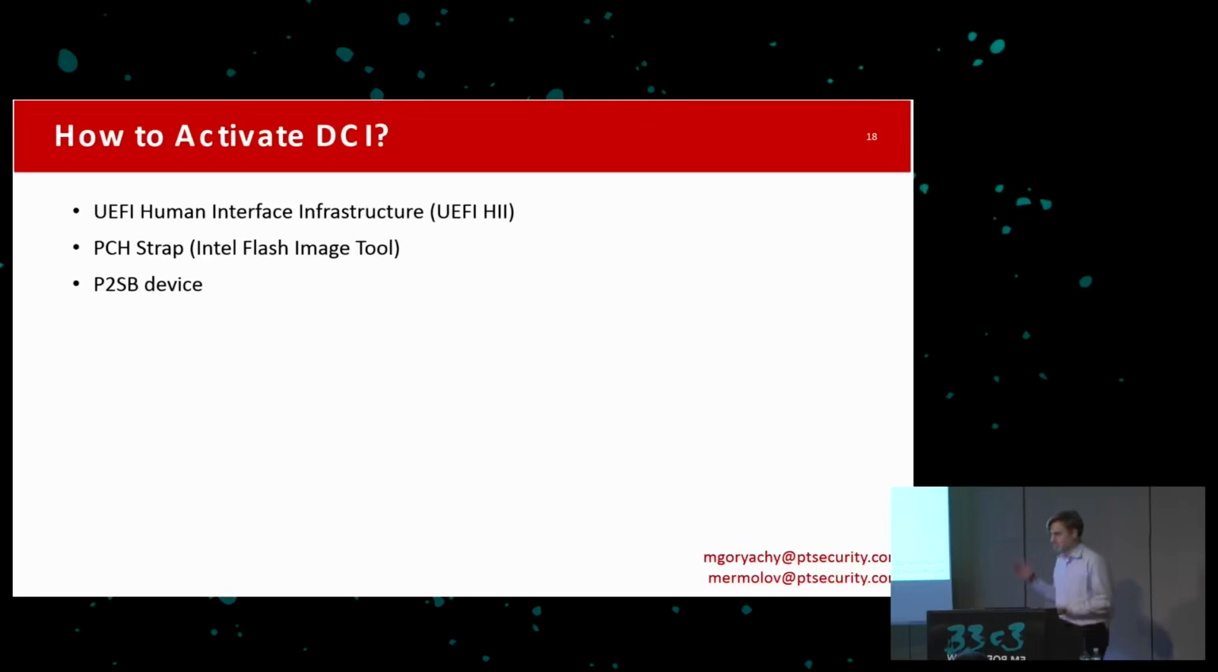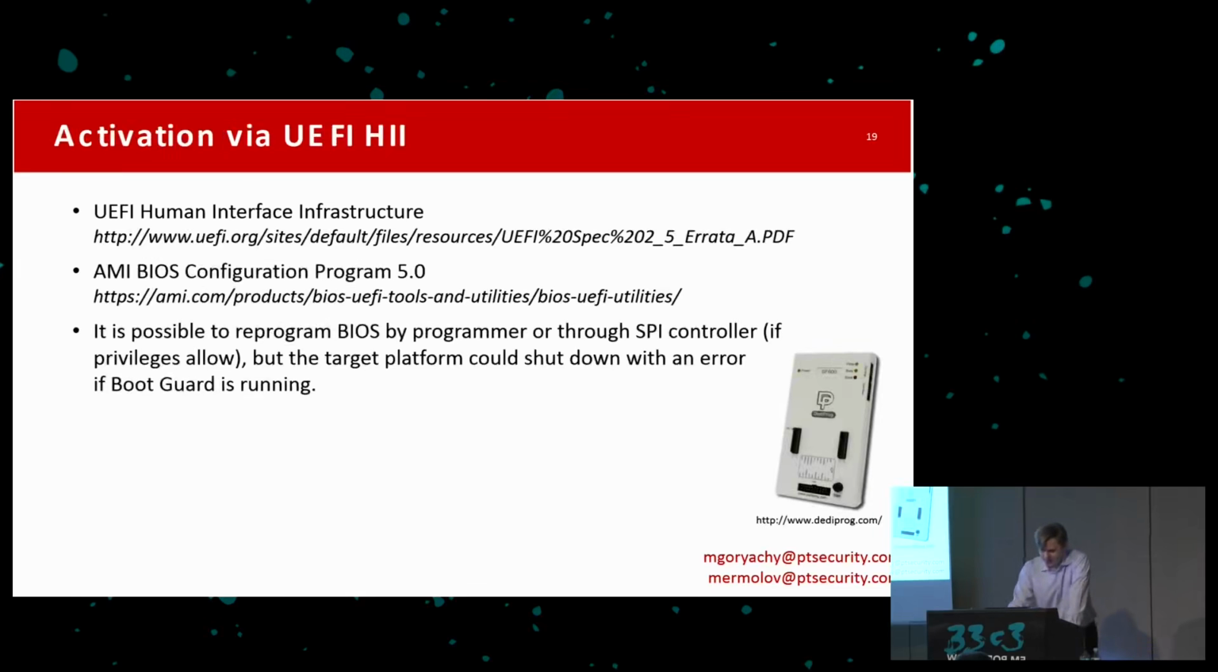How to activate this magic function? There are several ways to do that: through UEFI Human Interface Infrastructure, PCH strap, and a special hidden P2USB device. Now let's review each of them in detail. Activation via UEFI Human Interface Infrastructure. UEFI Human Interface Infrastructure is a special interface that allows creating a user form in UEFI, as well as processing and manipulating user input.